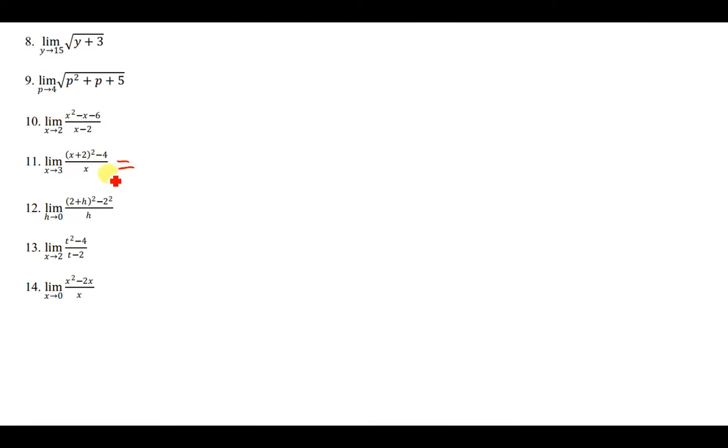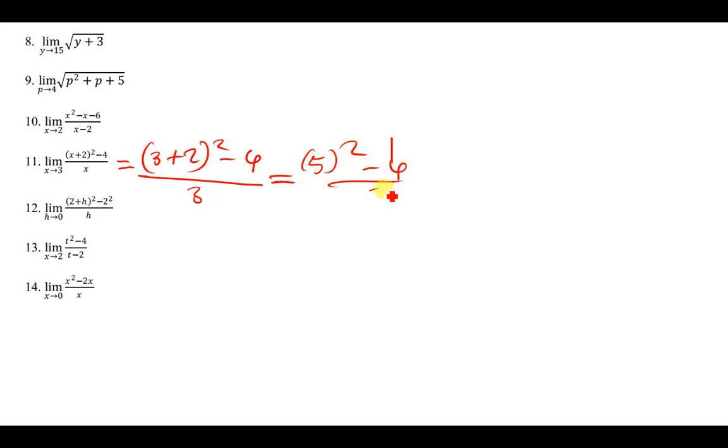So when we replace x with 3, we're going to have 3 plus 2 squared minus 4, everything over 3. So this one is straightforward. So we have 5 squared minus 4 over 3. So 5 squared gives us 25 minus 4 over 3. 25 minus 4 gives us 21 over 3. So the solution here is just 7.